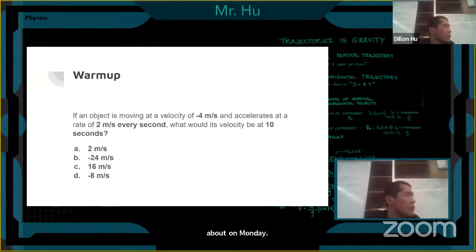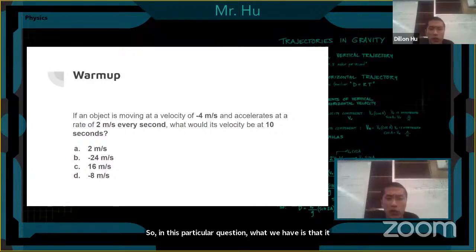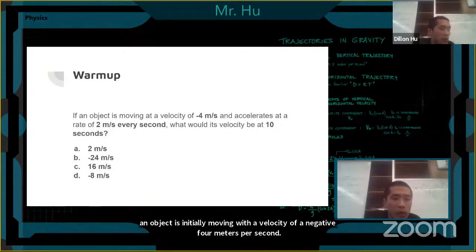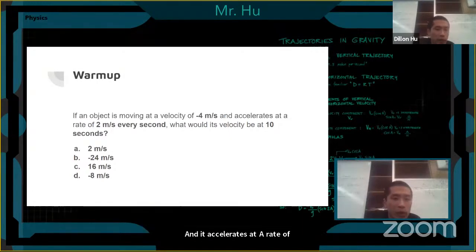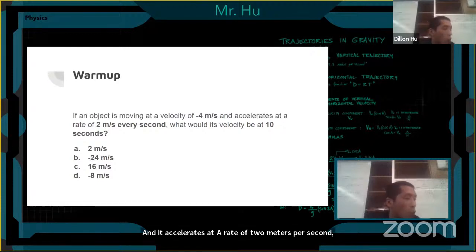In this particular question, if an object is initially moving with a velocity of -4 meters per second, and it accelerates at a rate of 2 meters per second every second, what would its velocity be at 10 seconds?